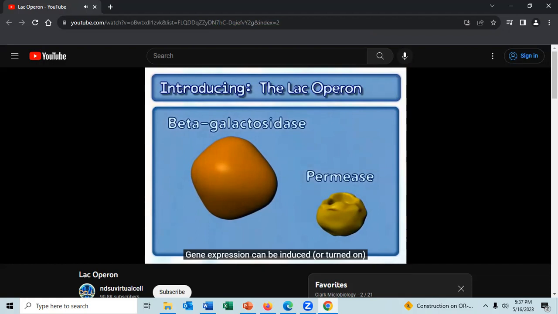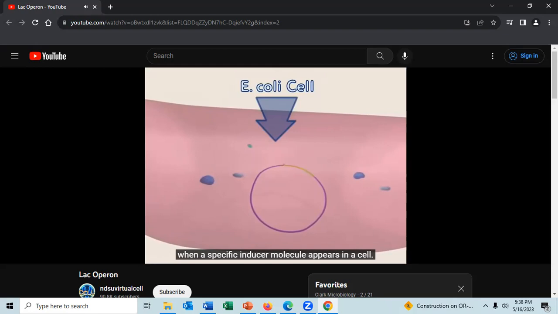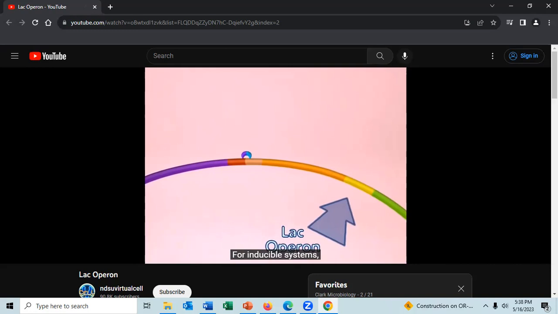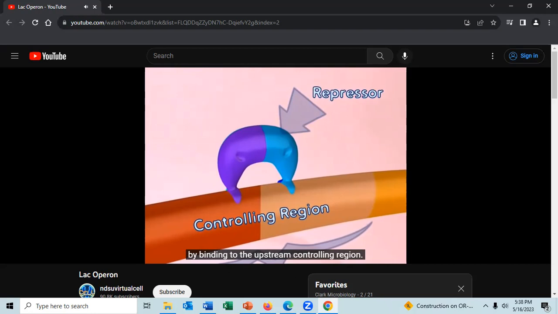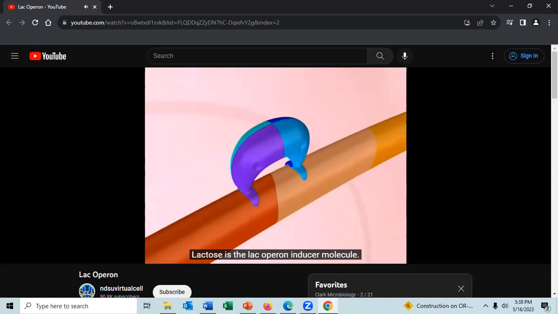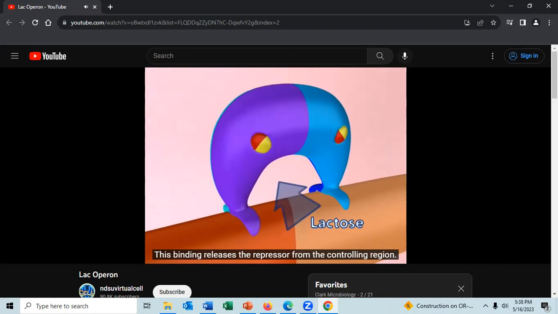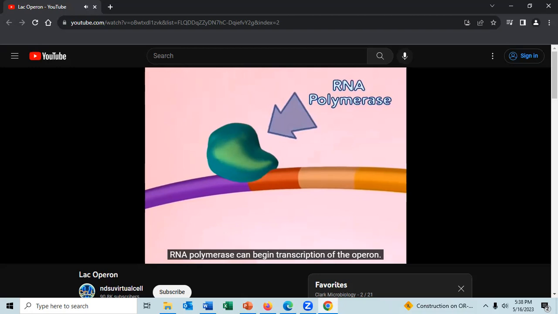Gene expression can be induced or turned on when a specific inducer molecule appears in a cell. For inducible systems, a repressor molecule prevents gene expression by binding to the upstream controlling region. Lactose is the lac operon inducer molecule. After first appearing in the cellular environment, lactose passively enters the E. coli cell and binds to the repressor molecule. This binding releases the repressor from the controlling region. At this point, RNA polymerase can begin transcription of the operon.